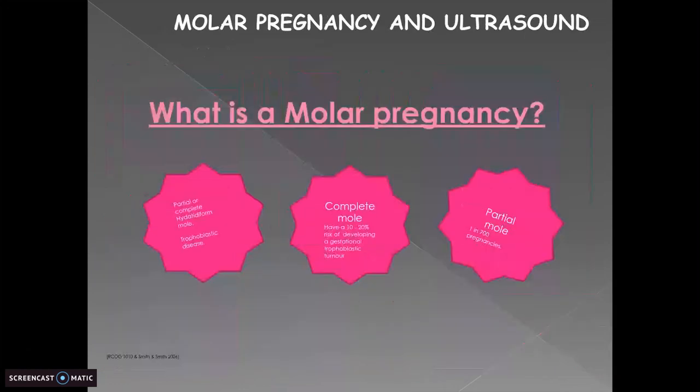The difference between partial and complete mole is that complete moles do not develop any fetal tissue, and partial moles usually have a gestation sac, yolk sac and fetal pole, in some cases a fetal heartbeat. Both complete and partial moles are associated with a risk of development of gestational trophoblastic tumours, the risk being greater in complete moles. Molar pregnancies affect 1 in 700.